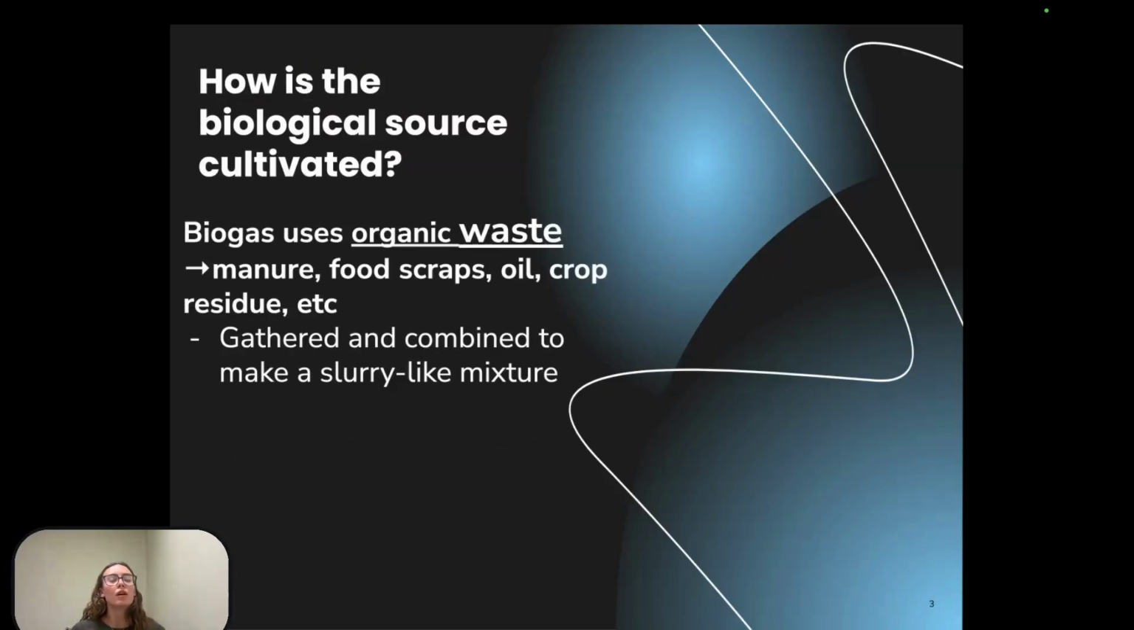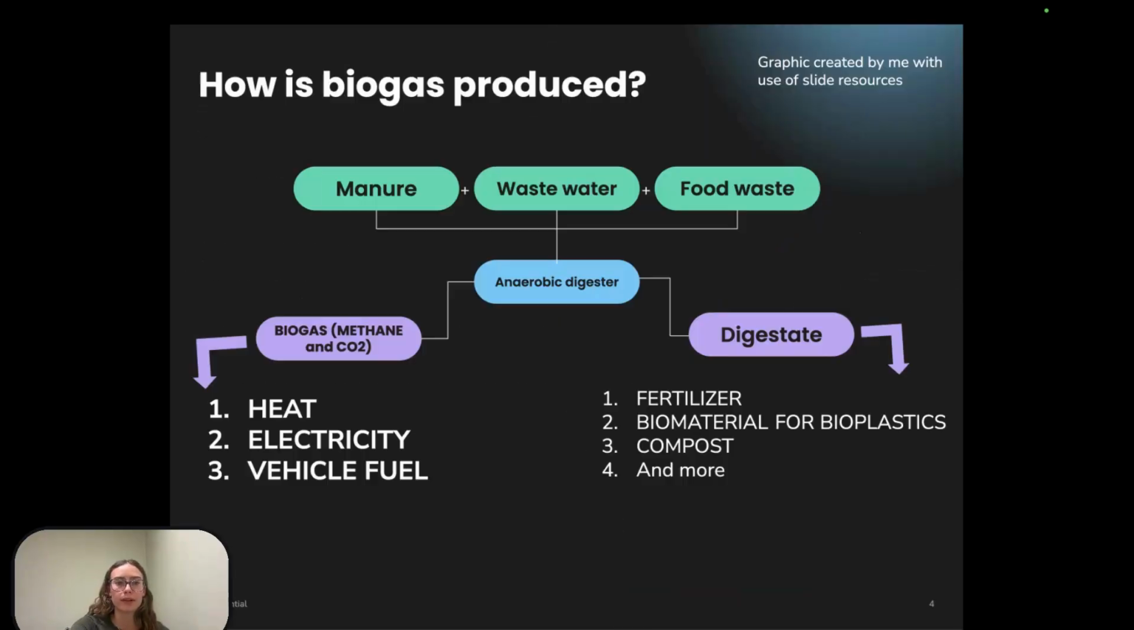How is a source for biogas cultivated? It actually isn't. It's organic waste, so it doesn't need to be grown or anything like that. It's something that's already there. So things like manure, food scraps, oil, and like we said earlier, sewage, it's going to be gathered and made into a slurry-like mixture. And so you just need to collect it. You don't need to grow it or cultivate it.